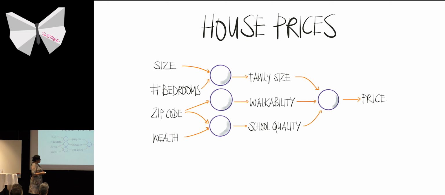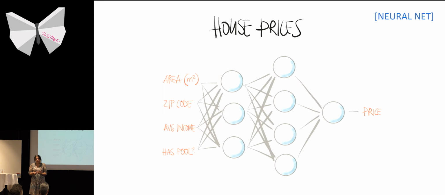And in order to capture relationships like that, where multiple features combine into getting to the results, you have to create more abstract features like family size and walkability and school quality and things like that. And linear regression doesn't necessarily do that. So instead, what we do is we use something called neural networks. Now we're talking about deep learning. And in neural networks, what happens is we create multiple layers.